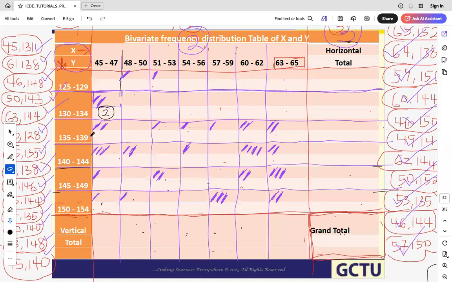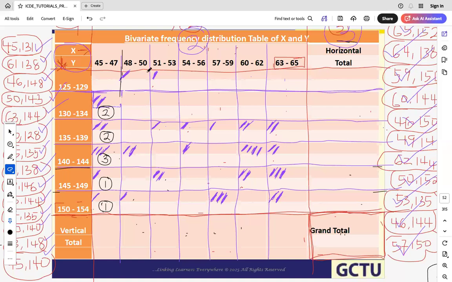You do the same thing for the second one. Here too, we counted 2. So you record your 2 in the white cell. So that is also 2. Then the third one, we counted 3. You write your 3 and then you circle it. The next one, we counted 1. You write your 1 and then you circle it. The last one also, we counted 1. You write your 1 and then you circle it.